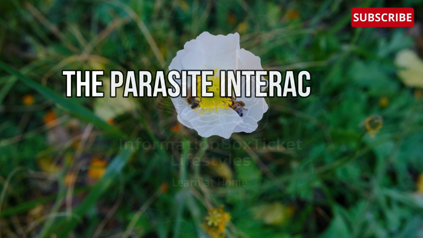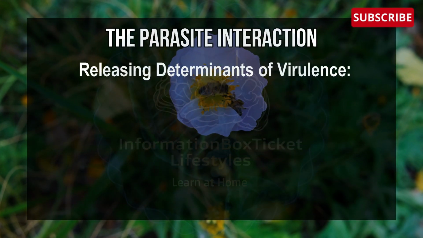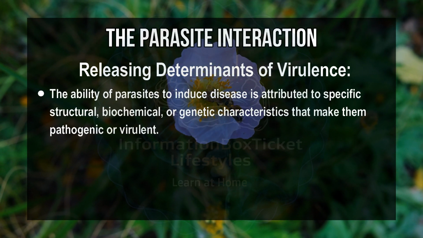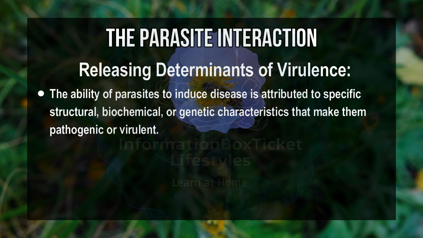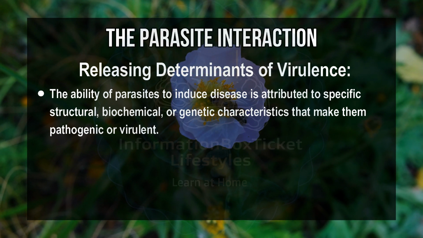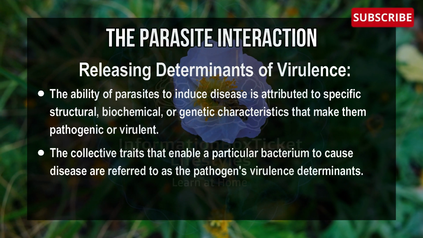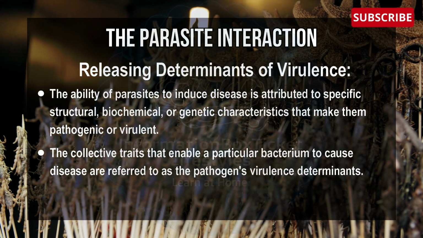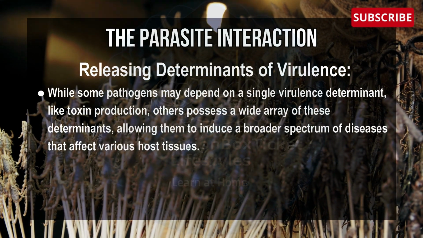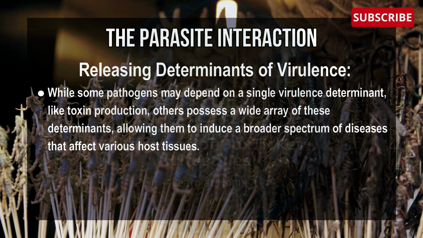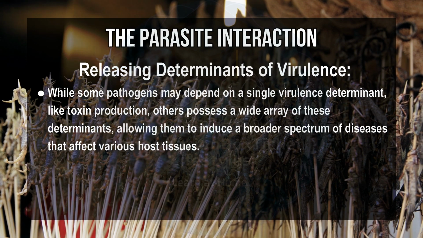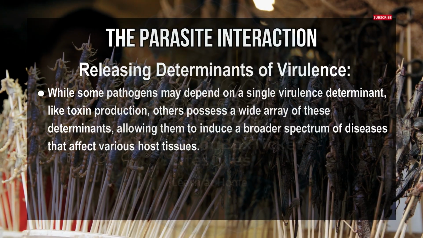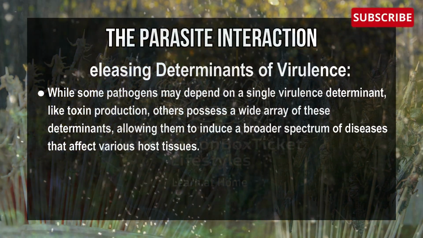Next, the parasite interaction. Releasing determinants of virulence. The ability of parasites to induce disease is attributed to specific structural, biochemical, or genetic characteristics that make them pathogenic or virulent. The collective traits that enable a particular bacterium to cause disease are referred to as the pathogen's virulence determinants. While some pathogens may depend on a single virulence determinant like toxin production, others possess a wide array of these determinants, allowing them to induce a broader spectrum of diseases that affect various host tissues.